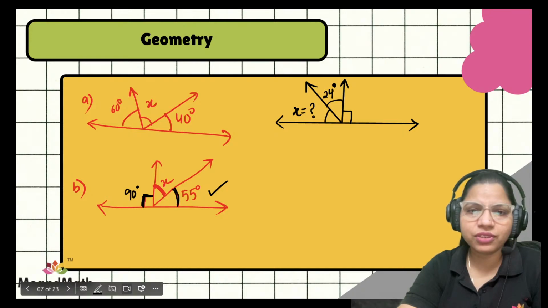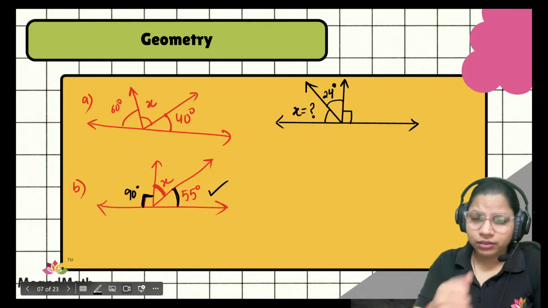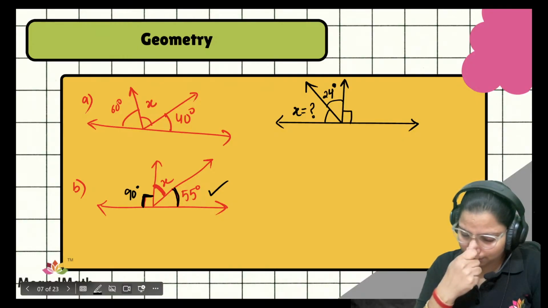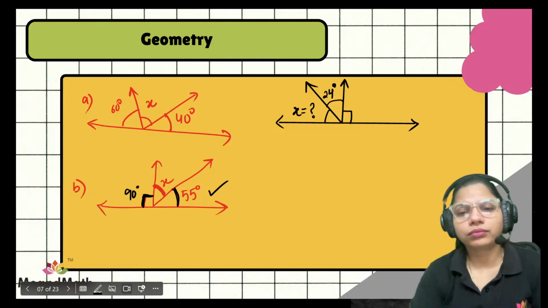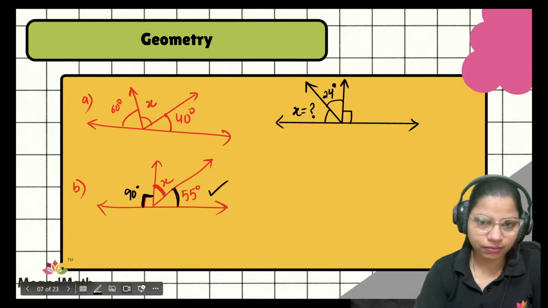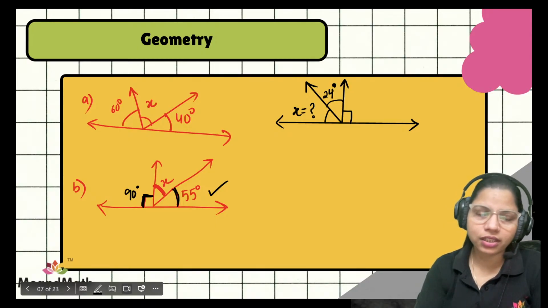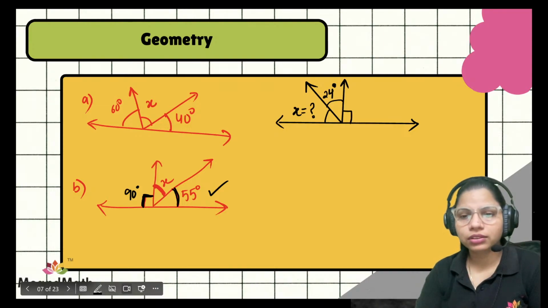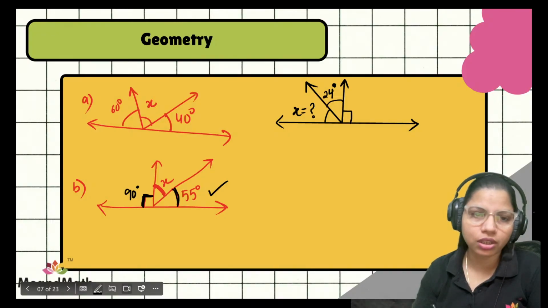Satish, 70 would not be the answer. 36 wouldn't be the answer. Yeah, then what is the answer, Advika? Satish is saying 66. Do you think 66 is correct? Are you getting the same or something else? Okay, you both are getting 66 degrees. Let me quickly check and see if you both have done it correctly or not.